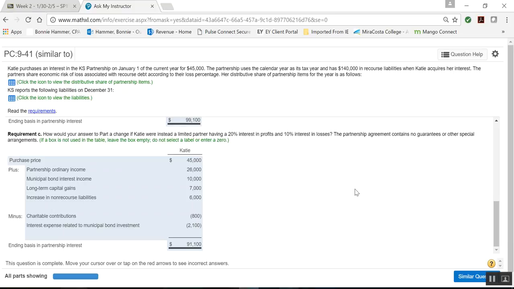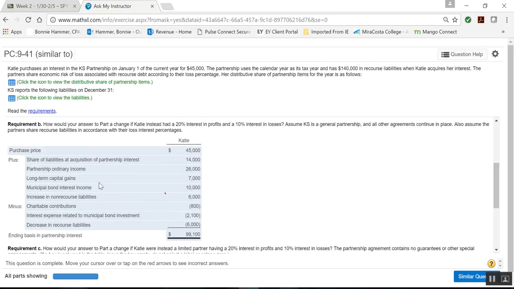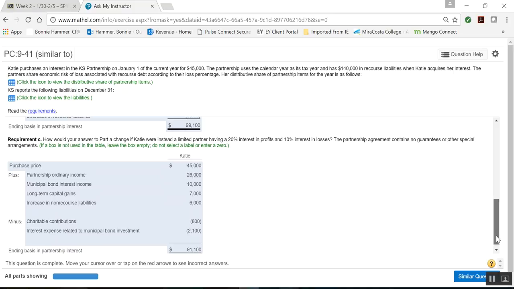So if you're not going to use one of these rows, like you can see right here, this row's not used, there's just a big blank there. I left that blank because really, I could have left the top blank, and what I would have left blank in the top is her share of liabilities at acquisition. Now, why is that? It's because of this.